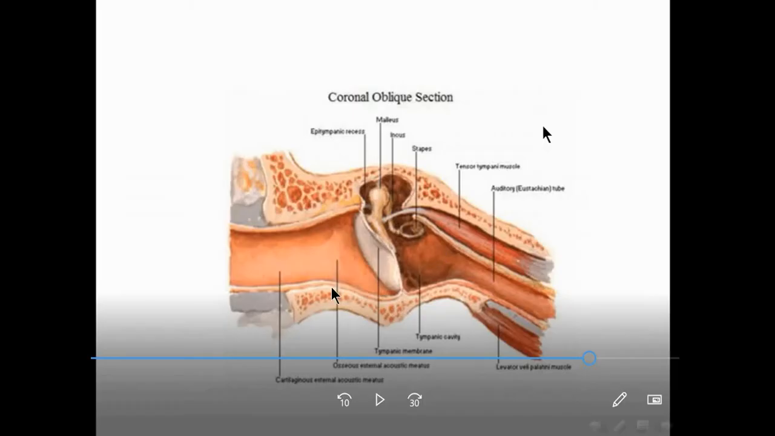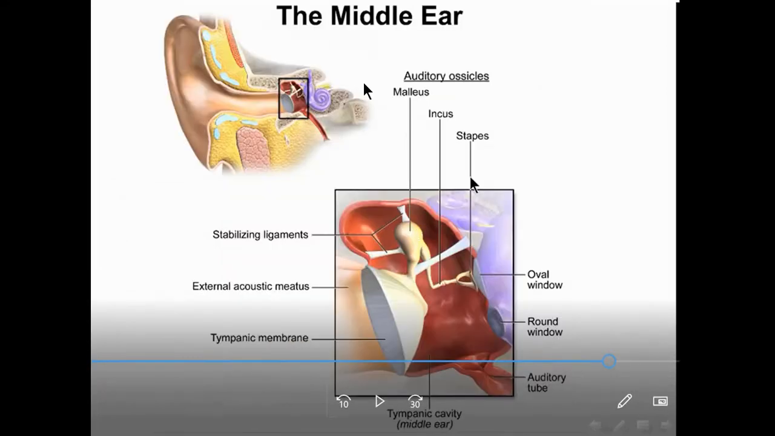This also is a section showing the external auditory meatus. This is the tympanic membrane, and this is the ossicle, and this is the Eustachian tube. This is the malleus, incus, stapes, the ossicles. This is also the middle ear, showing the external auditory meatus, and this is the tympanic cavity, and this is the vestibulocochlear nerve.